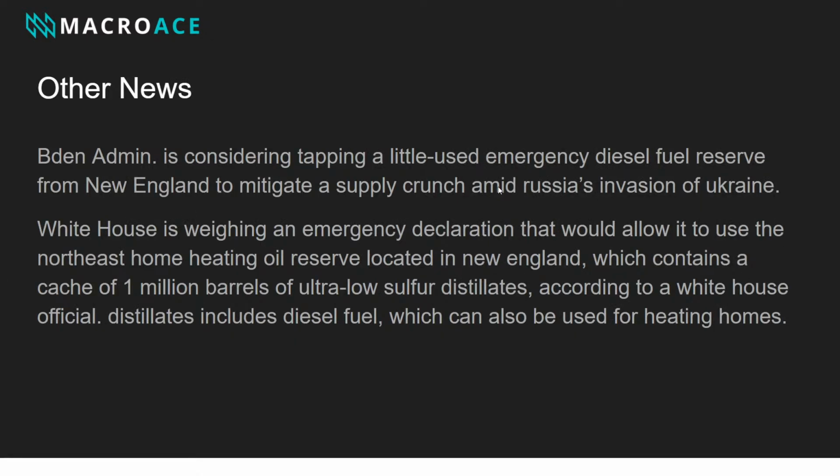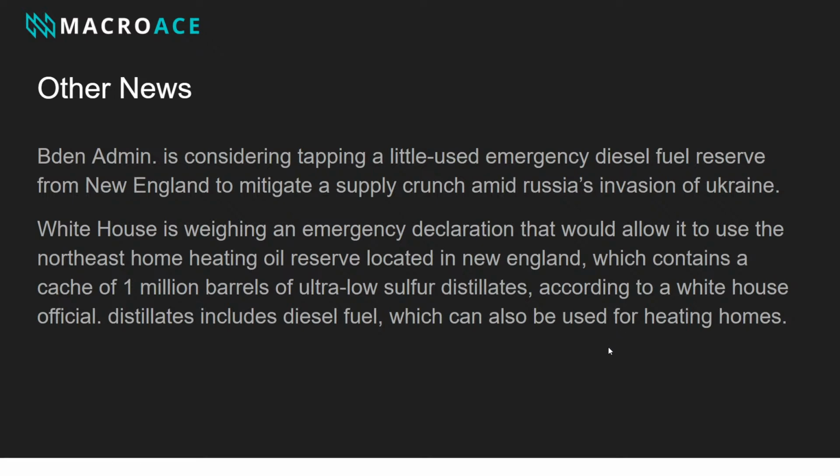Other bits of news to be aware of as well. So you had the Biden administration considering tapping, this is yesterday as well, a little used emergency diesel fuel reserve from New England to mitigate a supply crunch amid Russia's invasion of Ukraine. The White House is weighing an emergency declaration that would allow it to use a Northeast home heating oil reserve located in New England. It contains about 1 million barrels of ultra-low sulfur distillates, according to the White House. So that could be used for heating homes.